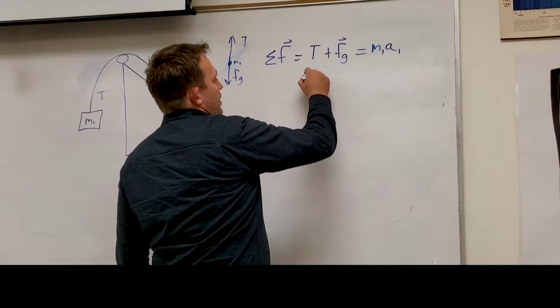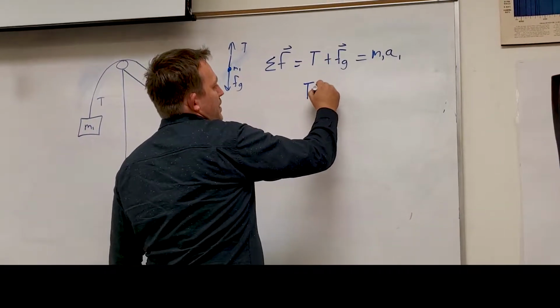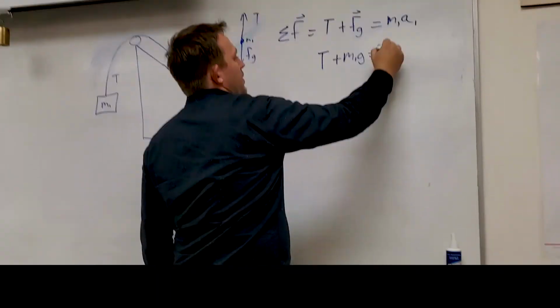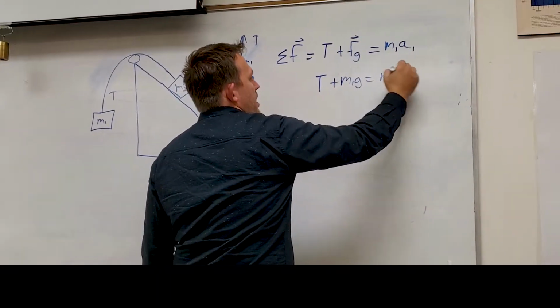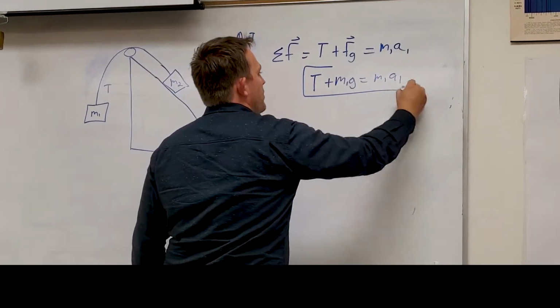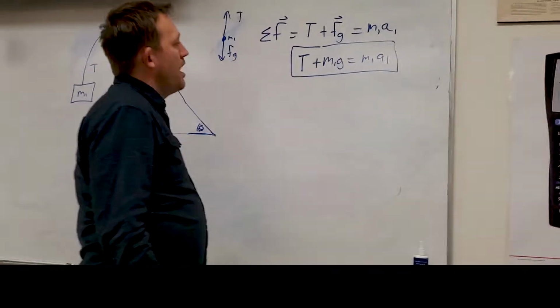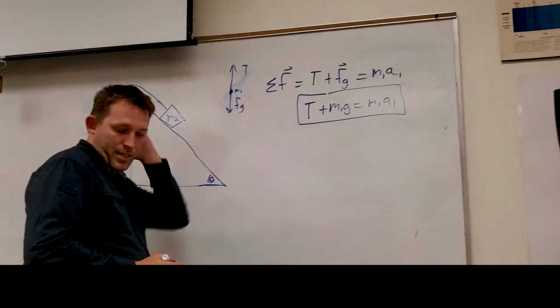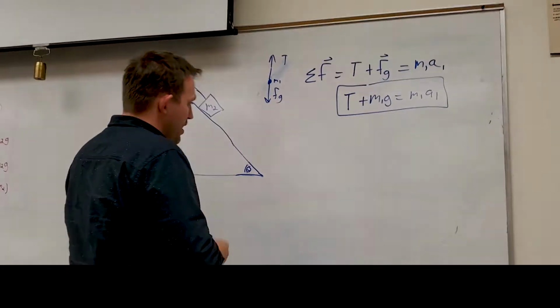All right, so I'm going to rewrite this down here as the sum of its parts. So force of gravity is M1G equals M1A1. And we're pretty much done with that one. There's no angles involved, nothing else. At some point I am going to solve for T because we're going to want to do a system of equations for the second part like we did in the last one. We're not going to do that yet.